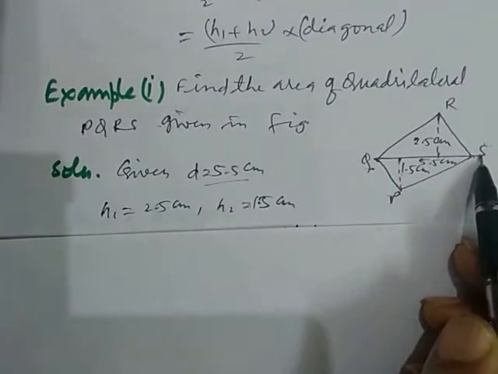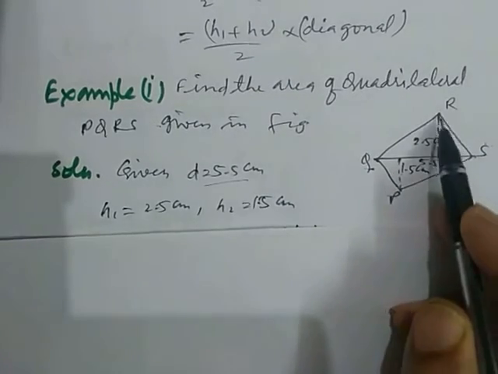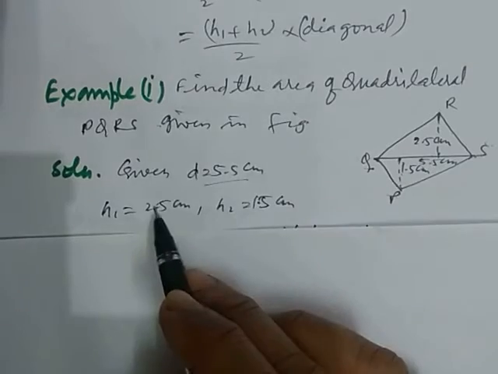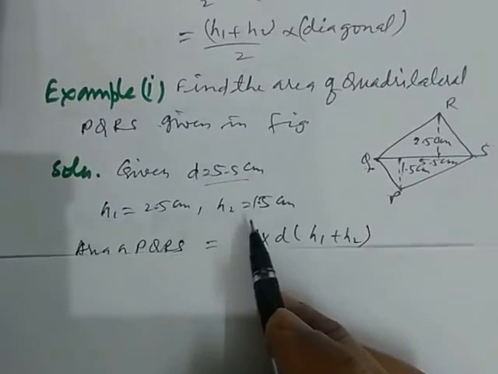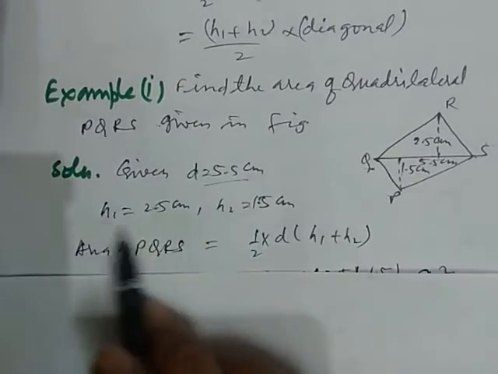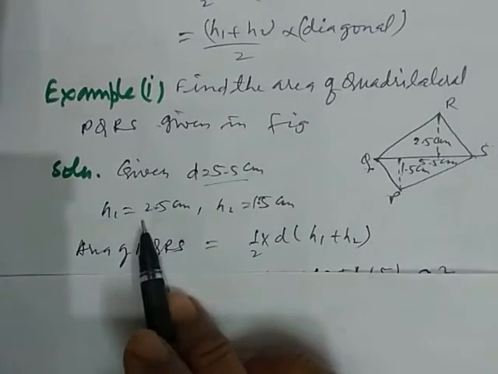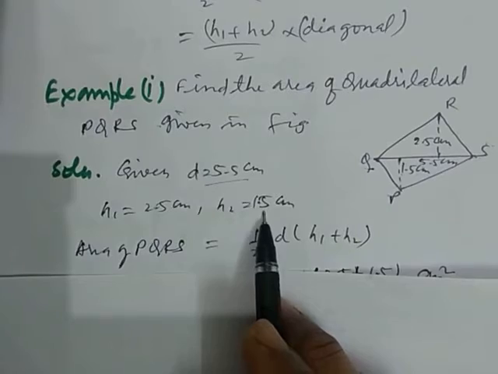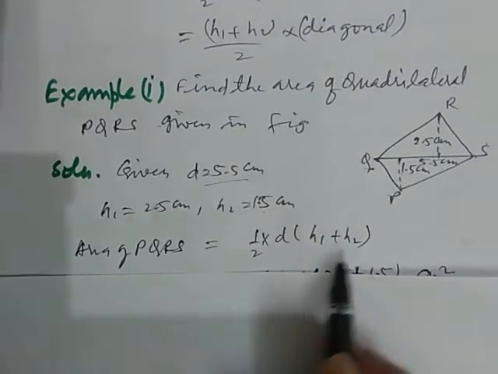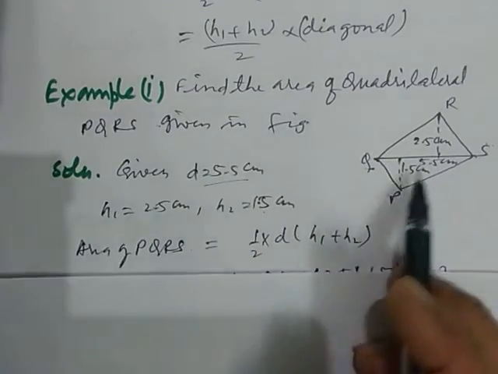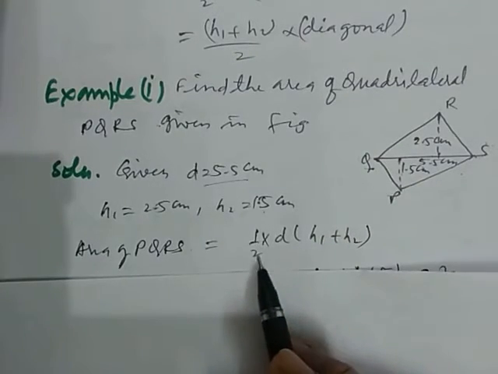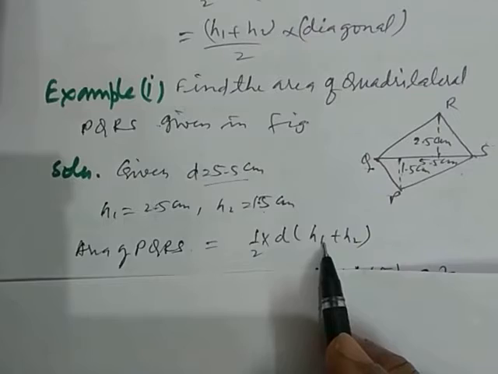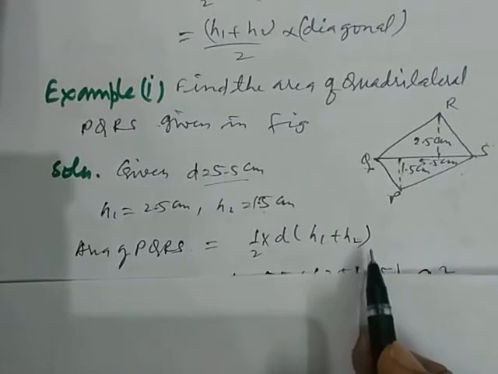This QS is the diagonal. H1 is 2.5 centimeter, given. H2 is 1.5 centimeter, given. Okay, so now we have listed the given dimensions. Now this is the formula. Area of PQRS, which is a quadrilateral, is half into diagonal into H1 plus H2.